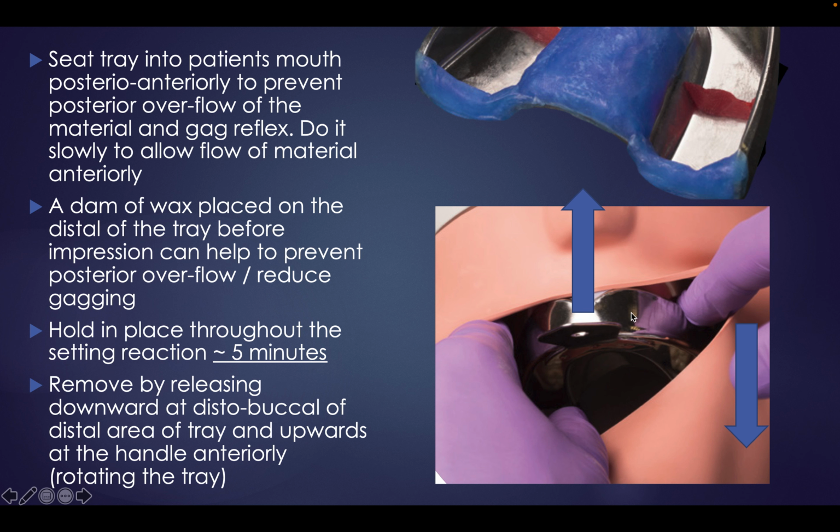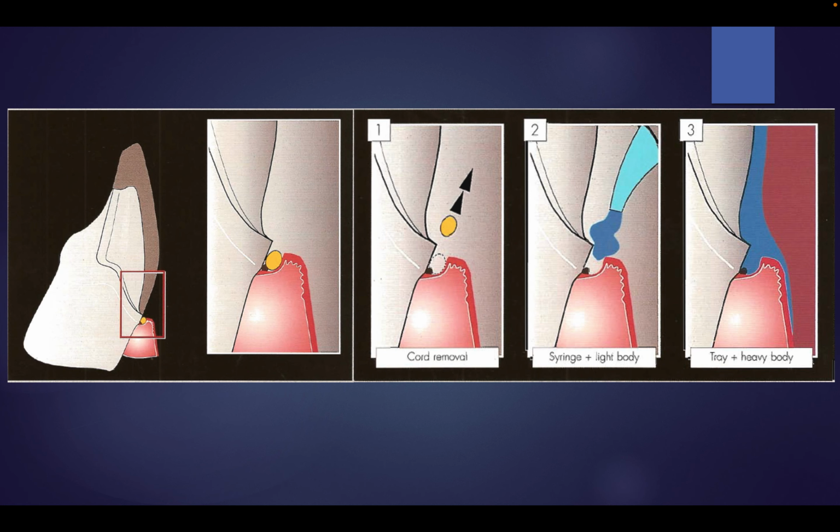Once it's set, it's stiff. Most of them, they're stiff. What you need to do to remove them, you need to release them. Place your finger at the distal buccal corner, one finger here. This will push this down, and one finger here to push the handle upward. So basically you are flipping the tray down, up. This way you release it very quickly and easily.